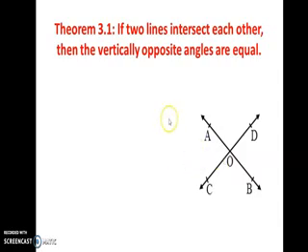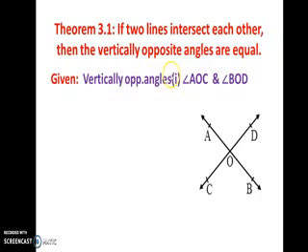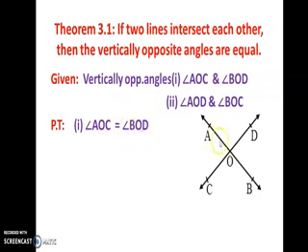What is given in this theorem? They have given two pairs of vertically opposite angles, isn't it? One pair is angle AOC and angle BOD, and the other pair is angle AOD and angle BOC. So you have to prove that these vertically opposite angles are equal. Means angle AOC is equal to angle BOD, and angle AOD is equal to angle BOC. This is what you have to prove, isn't it? Okay, let us prove now.